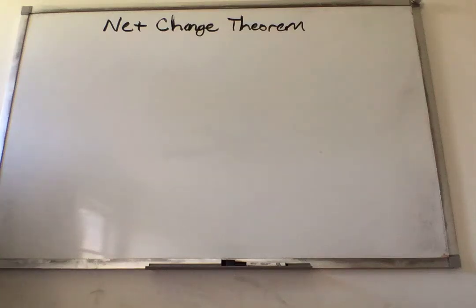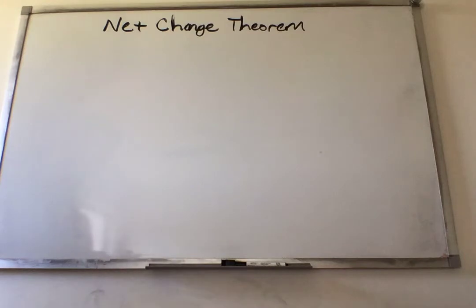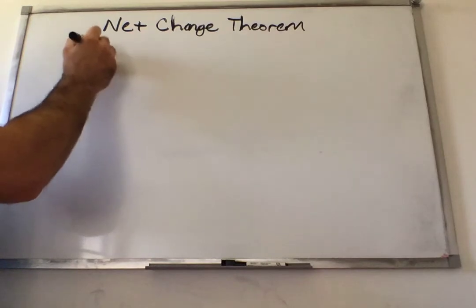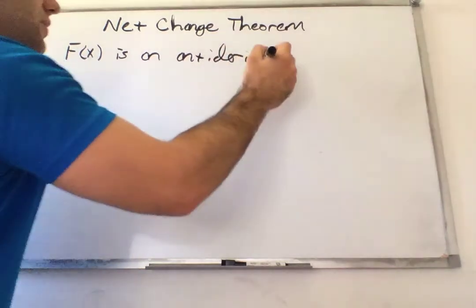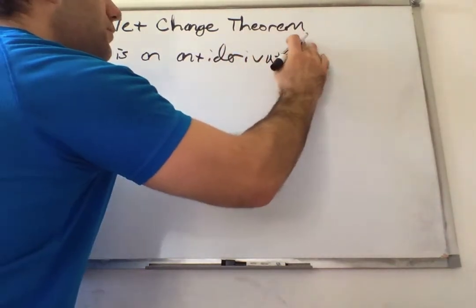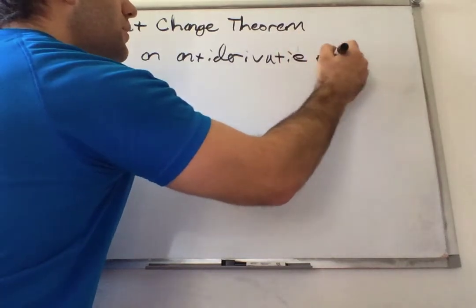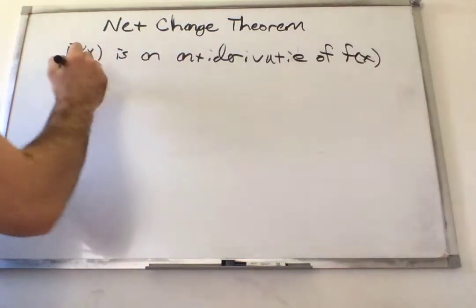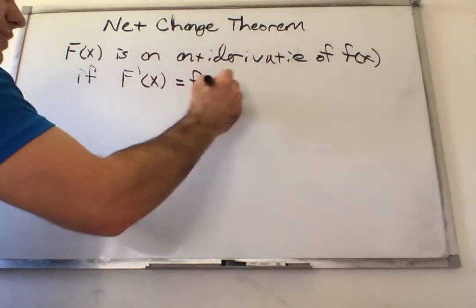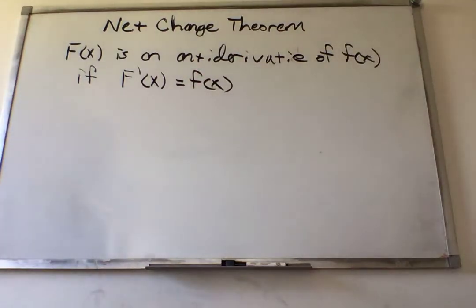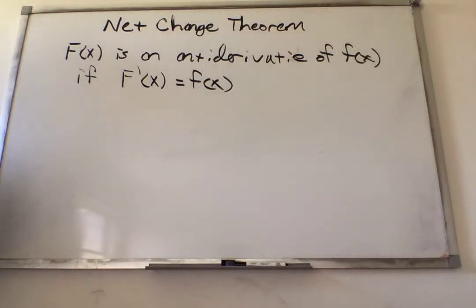Now that we have an indefinite integral, let's talk about the net change theorem. To talk about it, let's first remind ourselves of the definition of an antiderivative. Big F of x is an antiderivative of little f of x if big F prime of x is equal to little f of x. That was our definition of an antiderivative.